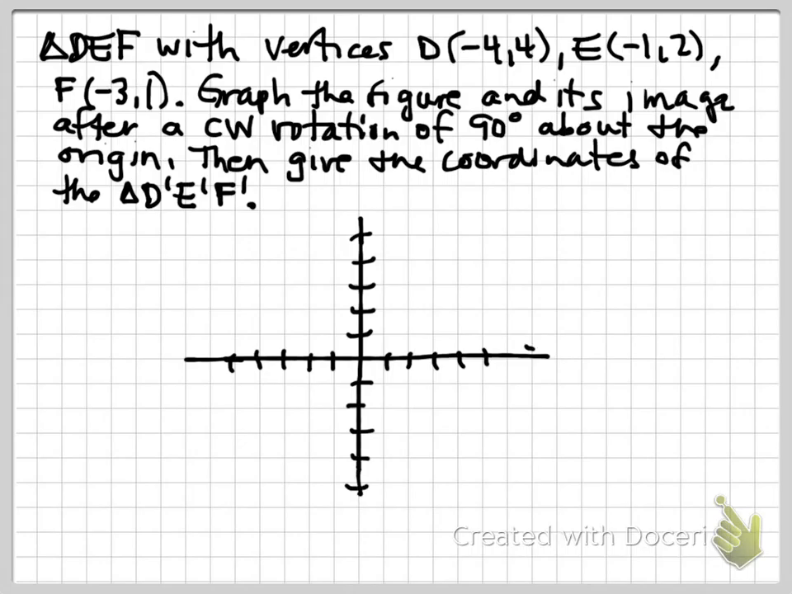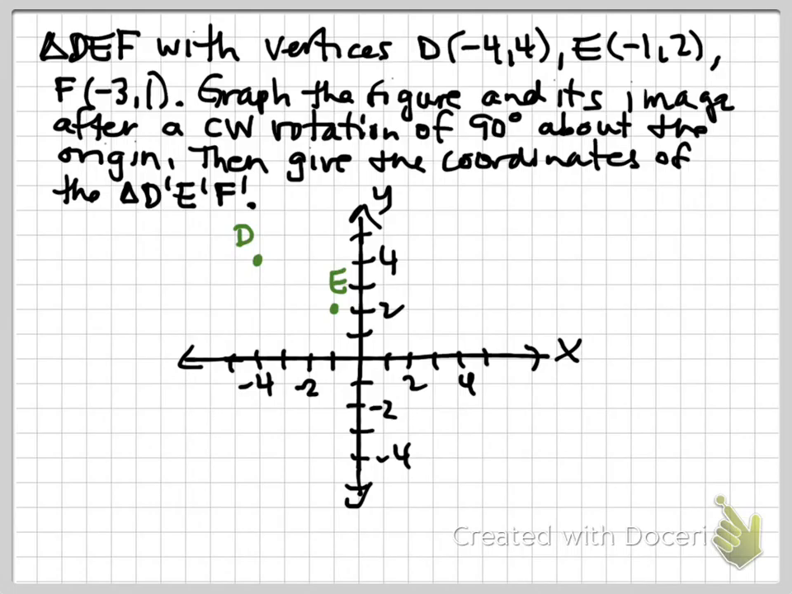So I'm just doing a 5 by 5 grid. So I'm going to graph my triangle DEF. D's at negative 4, 4. E is at negative 1, 2. F is at negative 3, 1. And then we're going to rotate it to the right about the origin.